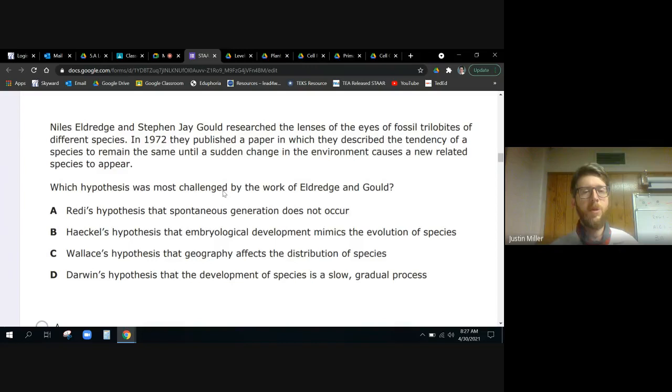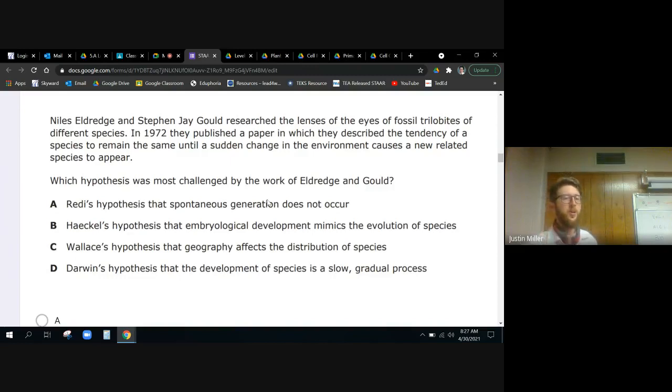What hypothesis was most challenged by this notion? That question tells you the answer. You probably don't believe me, but I'm going to prove it to you. These two scientists said that a sudden change could cause a new species to appear. The key word here is sudden. So, which of these four hypotheses says the opposite of that? Because it's saying which one is most challenged by the fact that new species can suddenly appear. Well, let's look for something that says the opposite of something suddenly appearing.